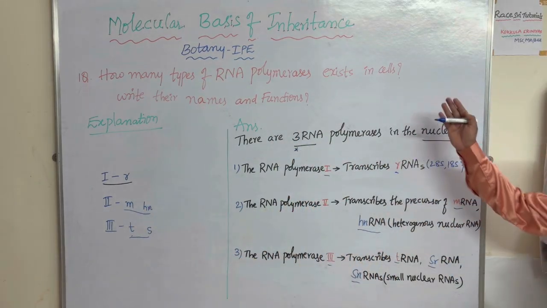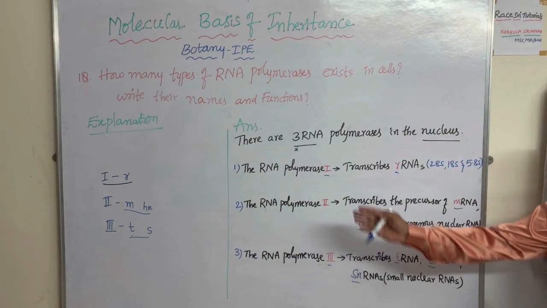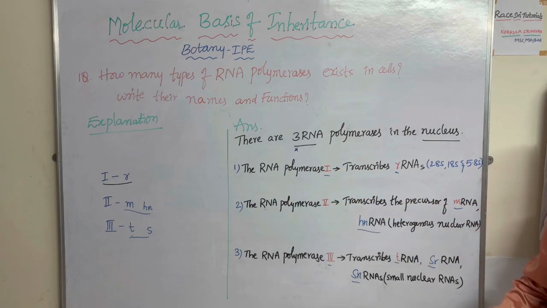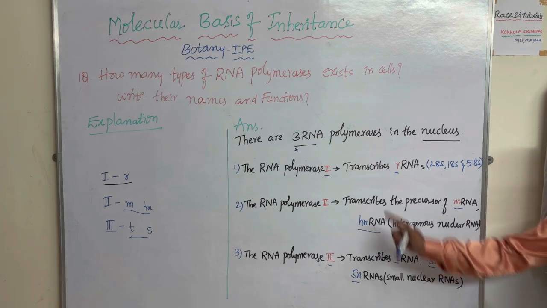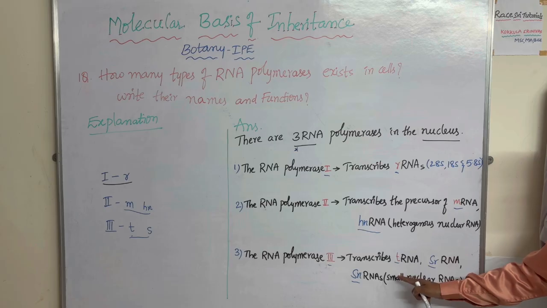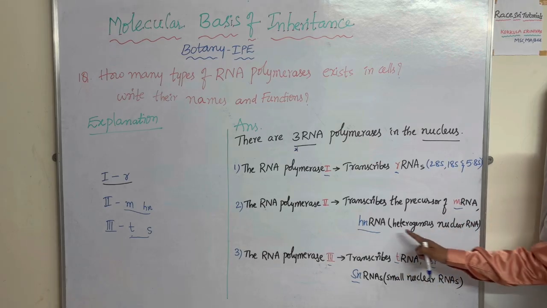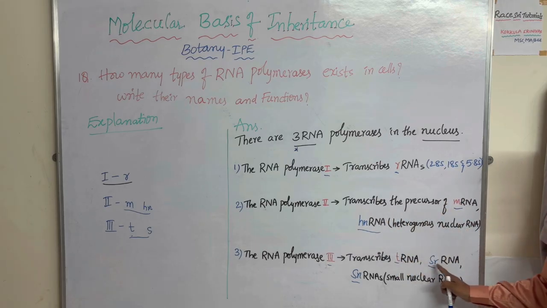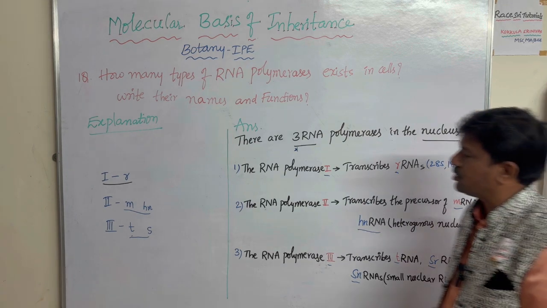Come on students, take a screenshot of this answer, and along with the explanation, finish this answer easily. You will get 4 marks, 4 by 4 marks. How many types are there? 3. What are they? 1, 2, 3. RMT, headmaster, and that's it. SN, ST. Next, the second question.